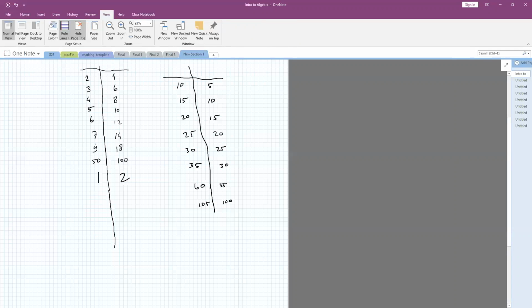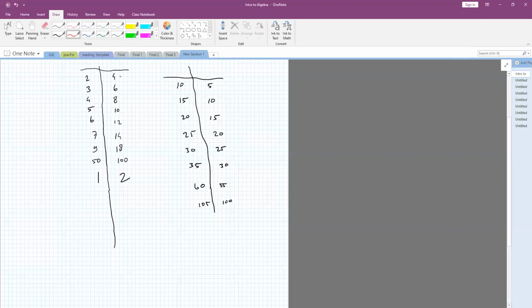So remember when you got this number 4, it comes from this number 2, and then you multiply by 2. This 6, it is from 3 times 2. This 8 is 4 times 2. Very good, and so on. 5 times 2, 6 times 2, 7 times 2, 9 times 2, 50 times 2, 1 times 2. Okay, so look at this now.